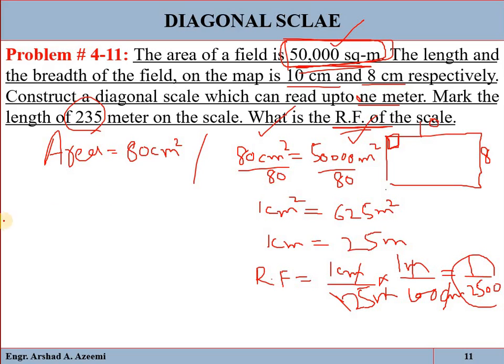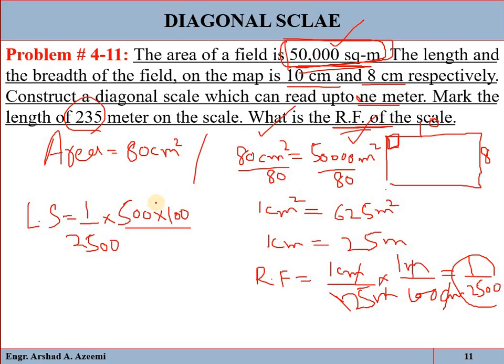Clear? Now find out the length of the scale. So the length of the scale will be equal to the representative fraction, 1 over 2500, multiplied by the total area. So totally we have to measure 500 and 200. Means in reality it will be this one, 500 and 200, it is 50,000 square meter.